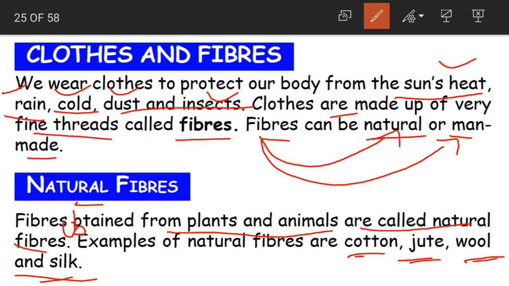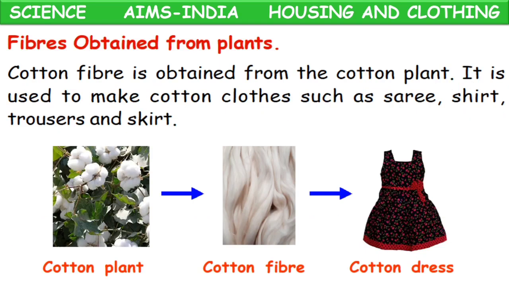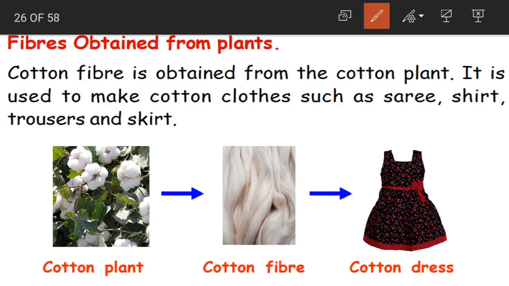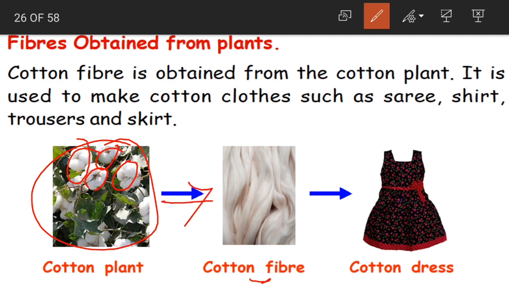So where are we going to get it from? Plant and also animal. Clear children? Now, fibers obtained from plants. So what are the fibers which we get from the plants? Cotton fiber. Cotton fiber is obtained from the cotton plant. Have you seen here in the picture? This is the cotton plant and here you can see the cotton blooms. Okay. So from this cotton we are going to make this cotton fiber. And using this fiber we have made this cotton dress.